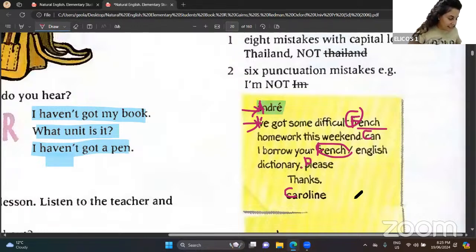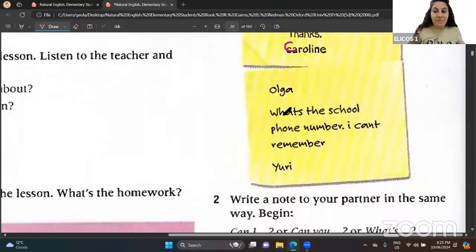Okay, so really good writing that we practiced there. So Olga, I need to put an apostrophe because what's the school phone number? Question mark. Yeah, so what's the school phone number? I can't, don't forget the apostrophe, remember. It should say I can't remember it. Full stop. Okay, so make sure you use all these little grammar points when you write, even if it's a little short letter like this one.